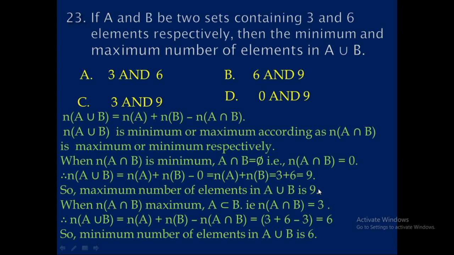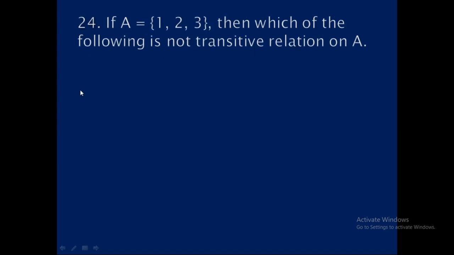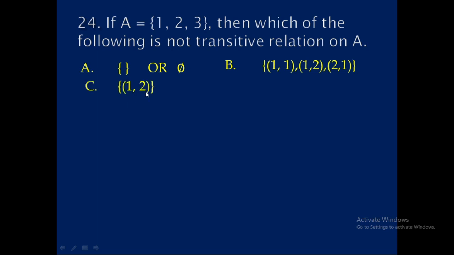If set A contains the elements 1, 2, 3, then which of the following is not a transitive relation on A? Option A: null set. Option B: a set containing 3 elements, (1,1), (1,2), (2,1). Option C: singleton set, the ordered pair (1,2). And option D: a 2-element set, (1,1) and (1,2).